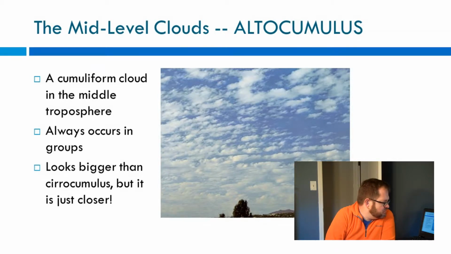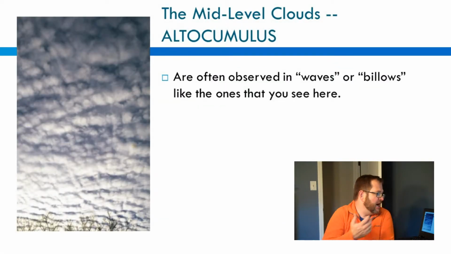And if you look at this picture, they look bigger than the pictures that we saw of the CIRROCUMULUS clouds. And there's a good reason for that. They're just closer. Whereas CIRROCUMULUS clouds might be 7, 8 kilometers up, these might be more like 4 kilometers up. I'm sure that some meteorologists would object to that generalization, but broadly speaking, if a cumulus cloud looks bigger, it's just closer to your eye. So these are ALTOCUMULUS clouds.